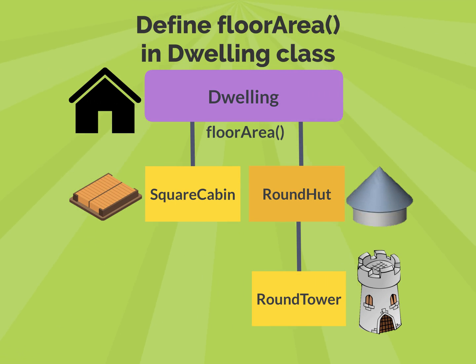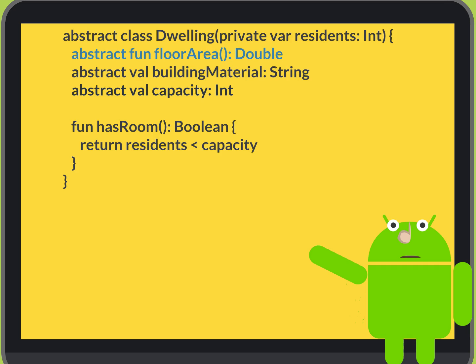Define floor area in dwelling class. First, add an abstract floor area function to the dwelling class. Return double. Double, like string and int, is a data type. It can be used for floating point numbers. That is, numbers with a decimal point followed by a fractional part, such as 5.6789.